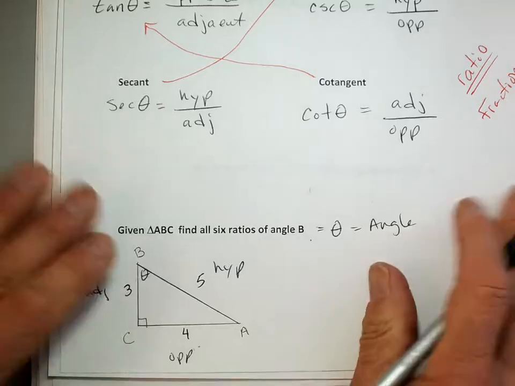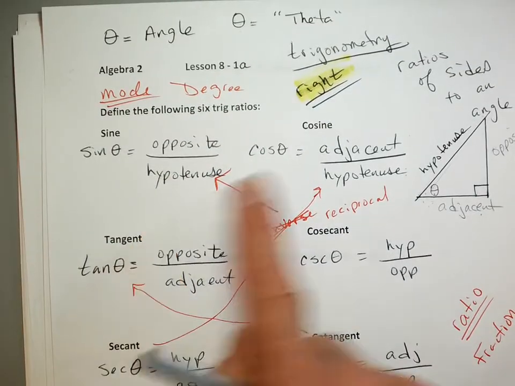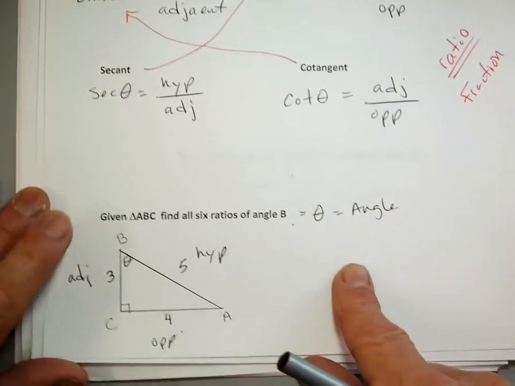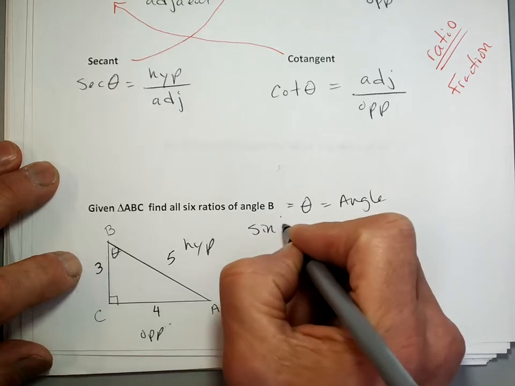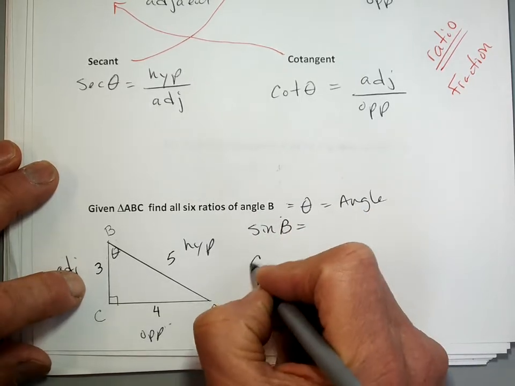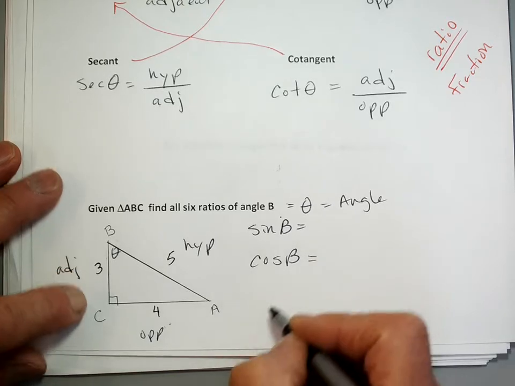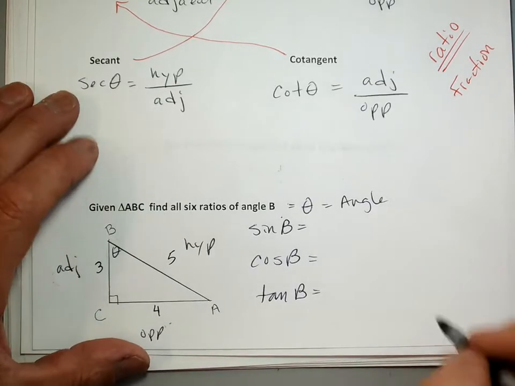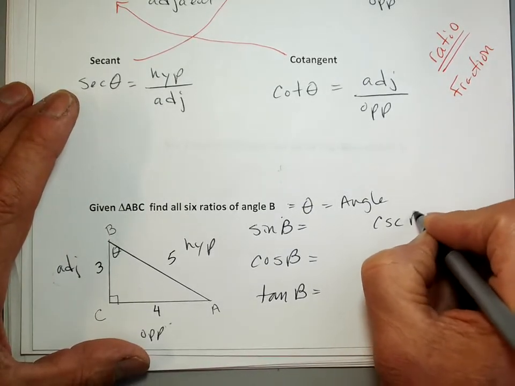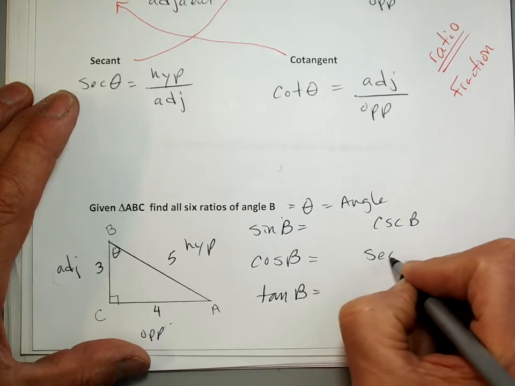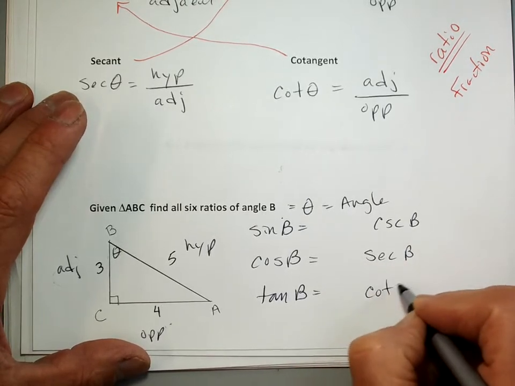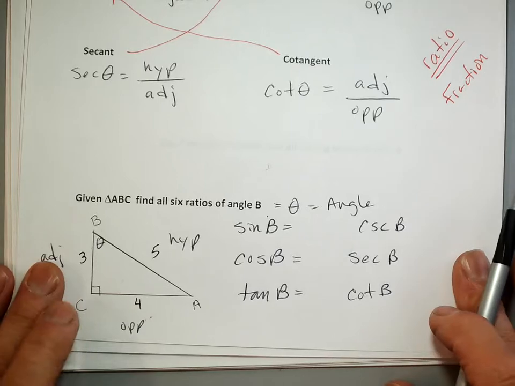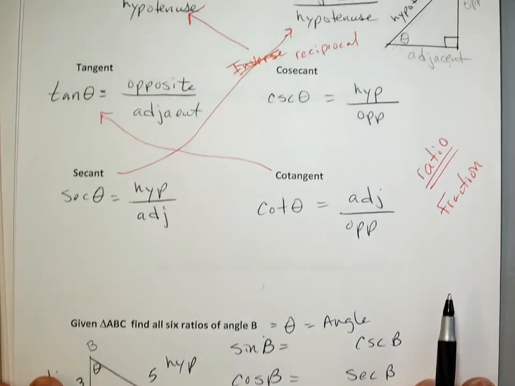All 6 ratios. So the first ratios I'm looking at are sine, cosine, then tangent, cosecant, secant, and cotangent. So let's do that. I want the sine of B, I want the cosine of B, and I want the tangent of B. I also want the cosecant of B, I want the secant of B, and I also want the cotangent of B, okay? So I'm just writing down the question. So it's all 6 ratios of angle B. All right, so let's check this out.